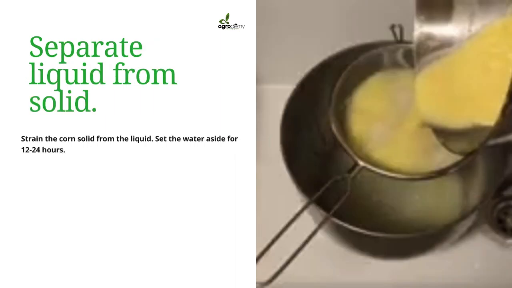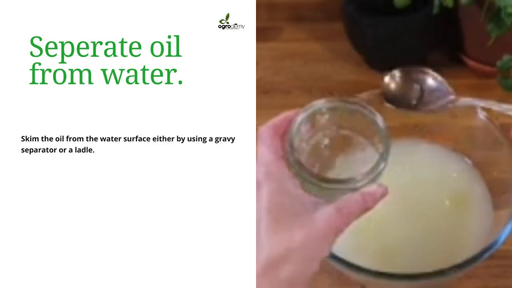After 2 days, strain the liquid from the solid. Strain the corn solid from the liquid. Set the water aside again for 12 to 24 hours. After that, you separate the oil from the water.